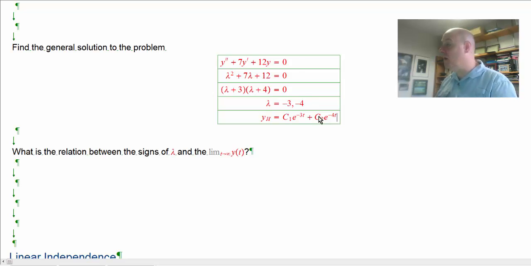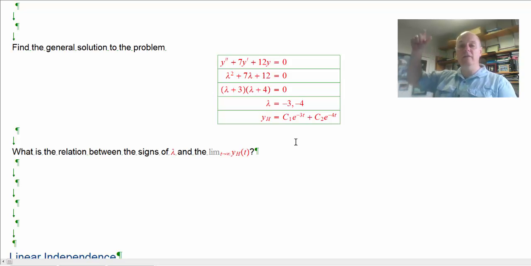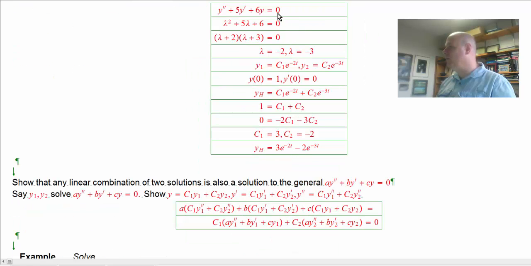I can't find the c's because we don't have the initial conditions. Now a question. What's the relation between the signs of the eigenvalues lambda and the limit as t approaches infinity of the solutions? Well, these solutions so far are all e to the lambda t. So if that eigenvalue is negative, then this solution goes to 0. If that eigenvalue is positive, then this solution goes to infinity, or I guess minus infinity if the constant in front is negative.